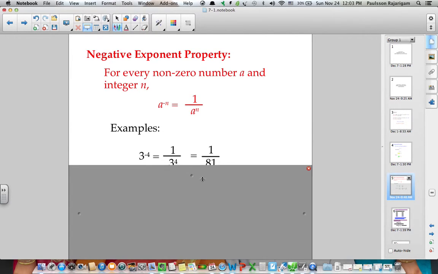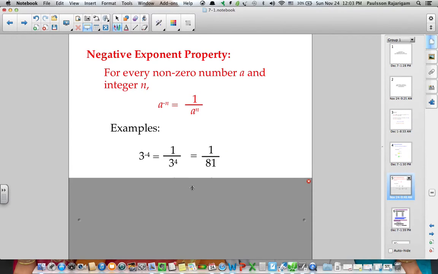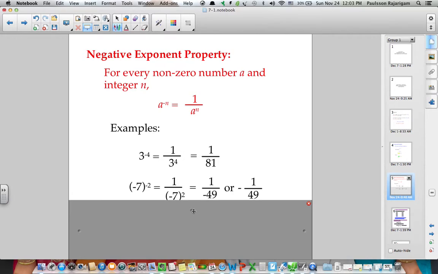So here are some examples. 3 to the power of negative 4 is 1 over 3 to the 4th, and then you simplify it and write it as 1 over 81. But if you look here, you have quantity negative 7 raised to the power of negative 2. That is not true. Okay, let me just change that very quickly.